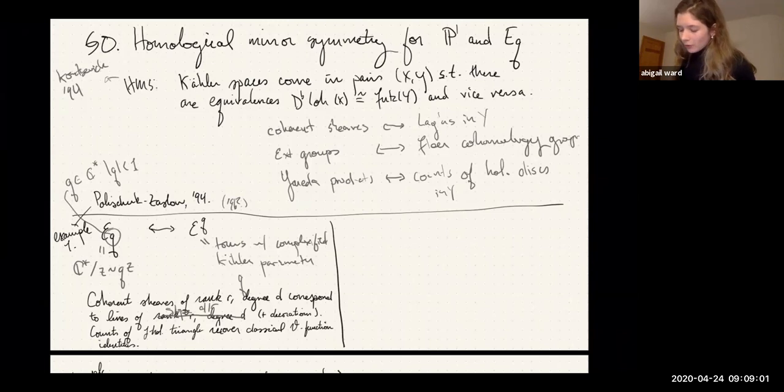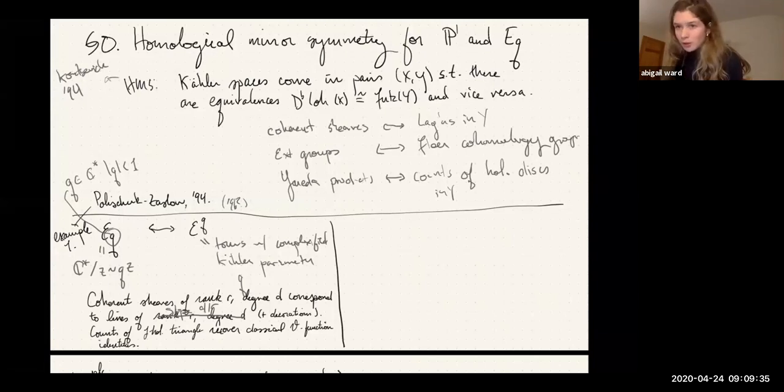So, as I said, coherent sheaves of rank R and degree D correspond to lines in this torus with this specified topology. And I put plus decorations because you then want to equip them with maybe vector bundles and connections. And then you see that the counts of the J-holomorphic triangles on the symplectic side here recover the classical theta function identities. This is a paper by Paul Zaslow.